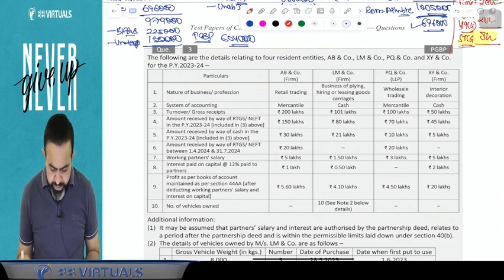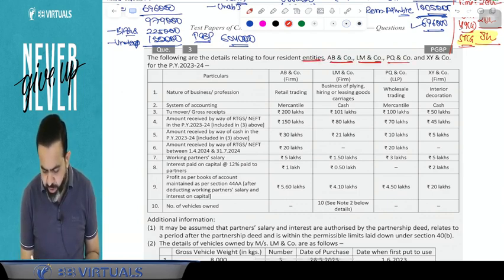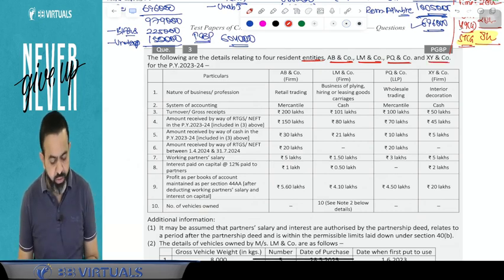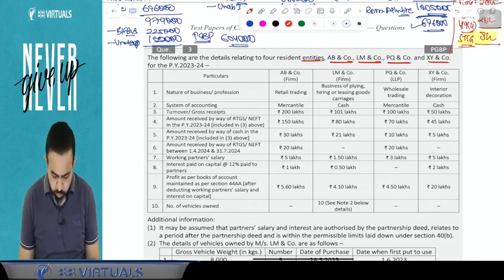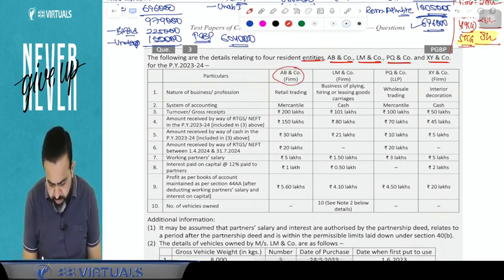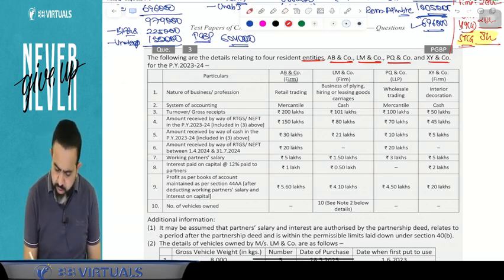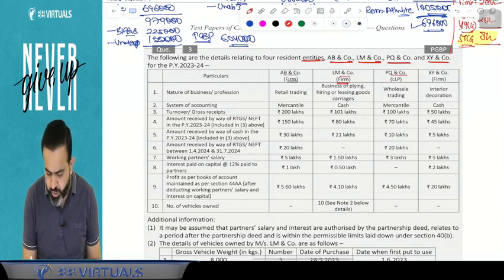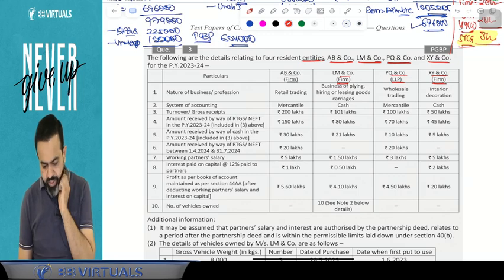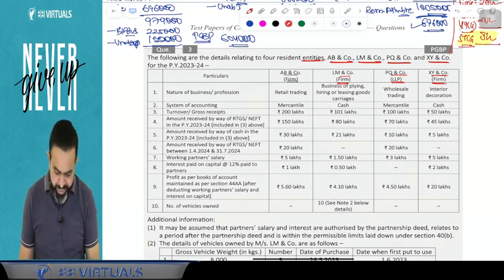So here guys, following are the details relating to the resident entity. AB and company, LM and company, PQ and company, and XY and company for the previous year 23-24. AB and company is a partnership firm. LM and company is also a partnership firm. PQ and company is an LLP, and XY and company is a partnership firm. So here there are 3 partnership firms and 1 LLP.